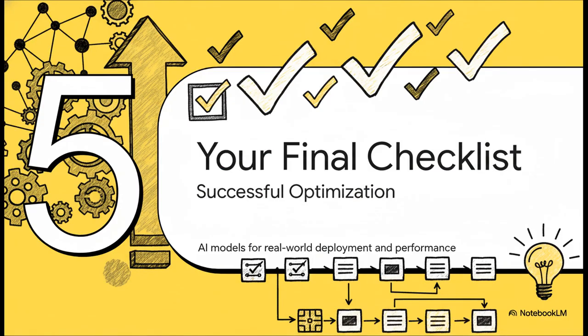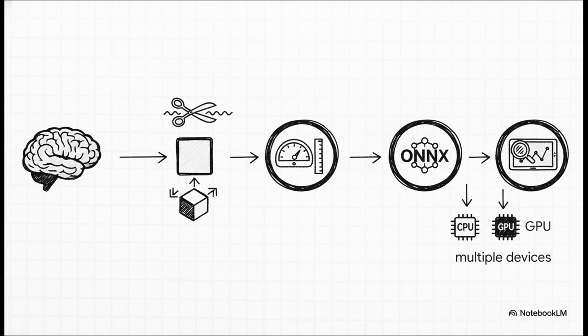Okay, let's pull all of this together. We've covered a ton of ground. So I want to give you a clear, simple checklist you can use for your own optimization projects. Okay, so here's the game plan. First, you have to start with a solid working model. That's your baseline. Then you start combining these techniques. Maybe you prune it first, then you quantize it. And this is absolutely crucial, you have to measure your accuracy after every step. Make sure you haven't broken anything.